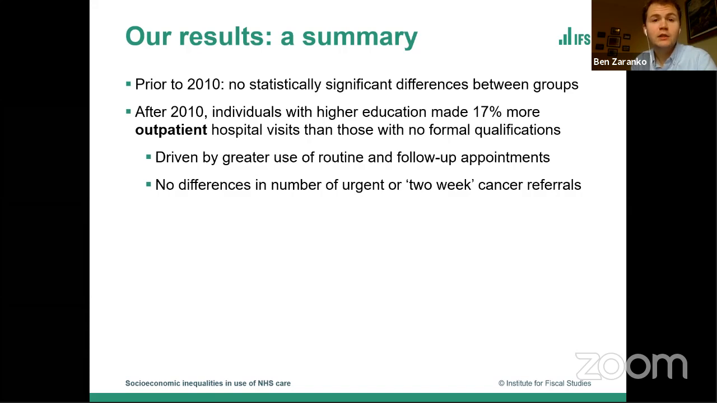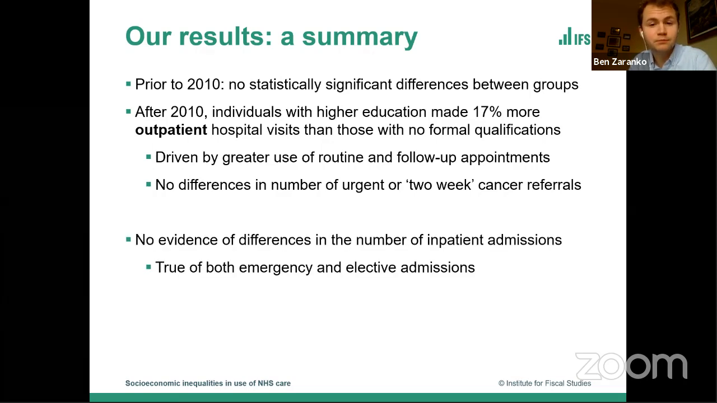urgent care. So if we look at the number of referrals following cancer symptoms, for example, where you're supposed to be referred within 2 weeks, we find no evidence of socioeconomic differences there or in the number of urgent referrals. This is a story of routine care and follow-up care. That's where the differences are coming from.